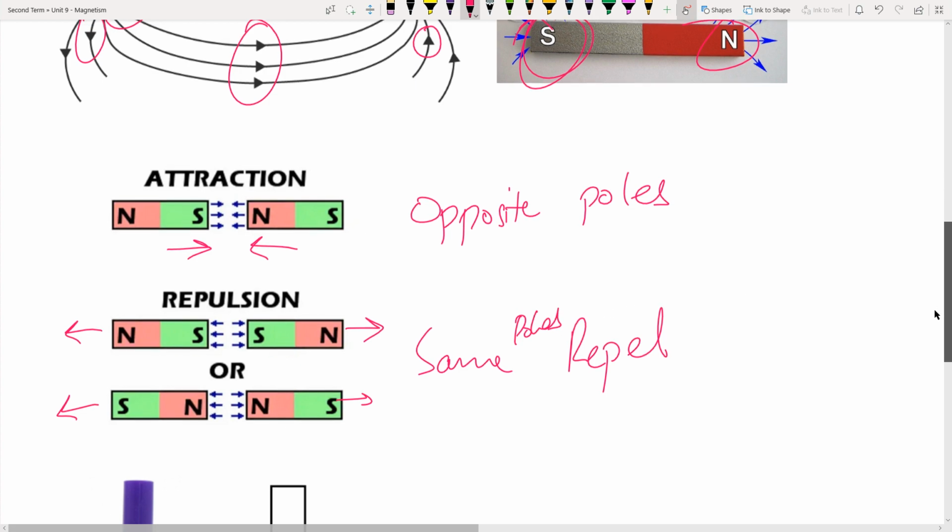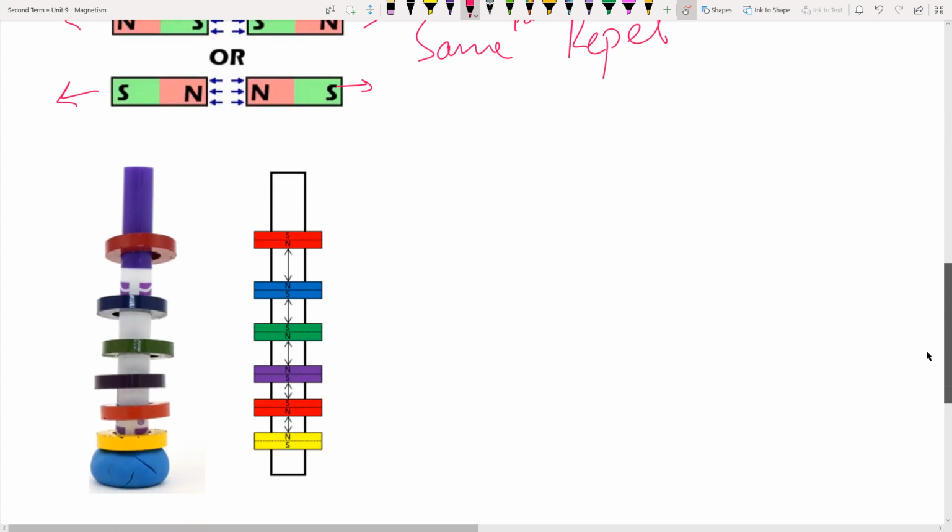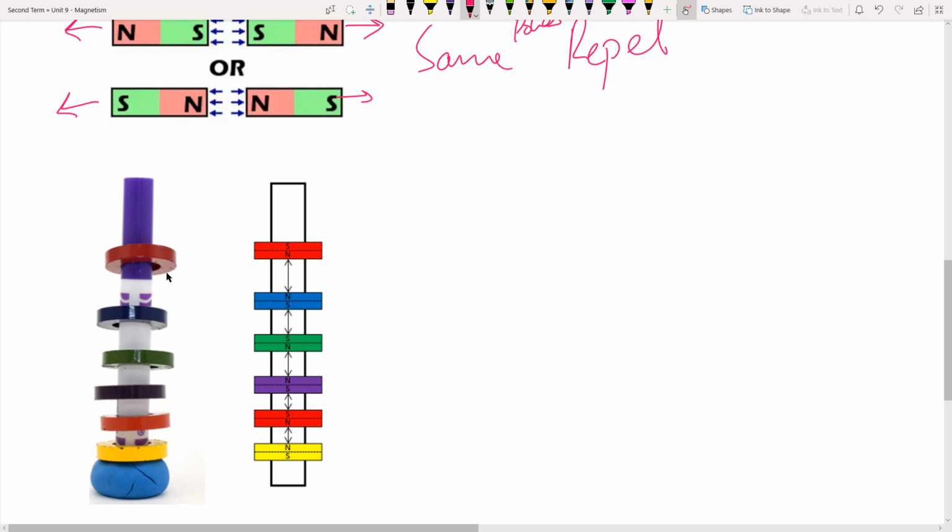One question that I do expect in the paper tomorrow is the ring magnet arrangement. Now this is a very fun experiment. Unfortunately, we don't have these ring magnets in our lab, but just to give you an idea: if these ring magnets have a gap, that means they are repelling each other.